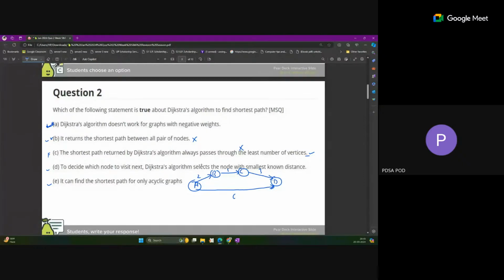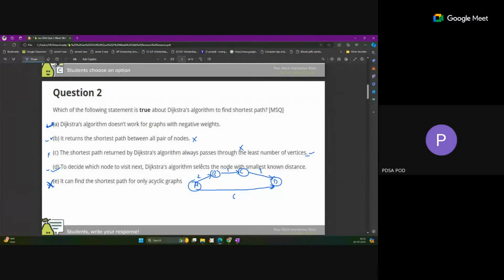And to decide which node is visited next, Dijkstra algorithm selects the node with the smallest known distance. This is true because we have already done this. If you are getting a smaller distance, then we update the distance. Okay. So this step is true. It can find the shortest path from only acyclic graphs. So this is also not true.